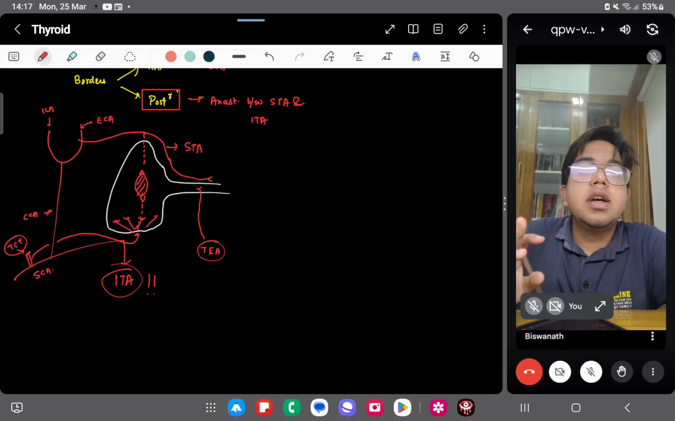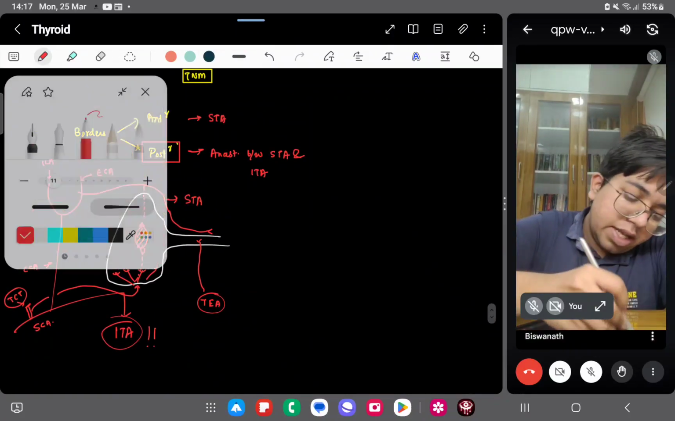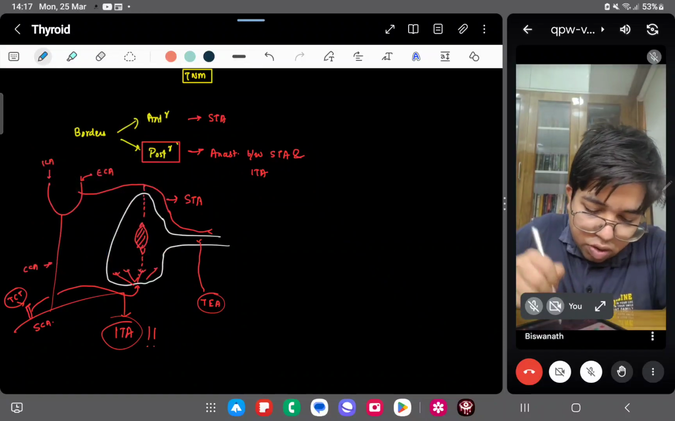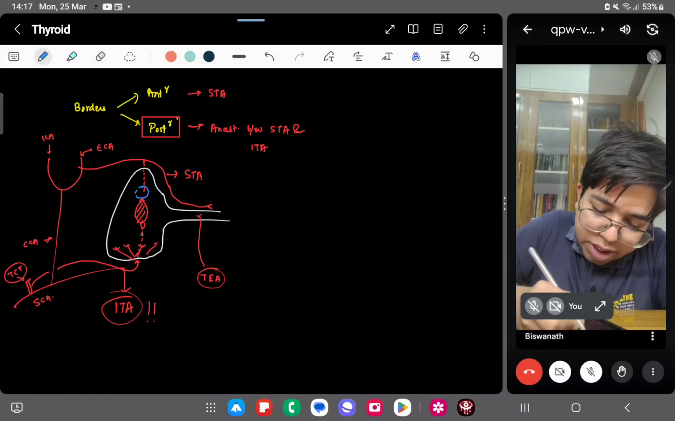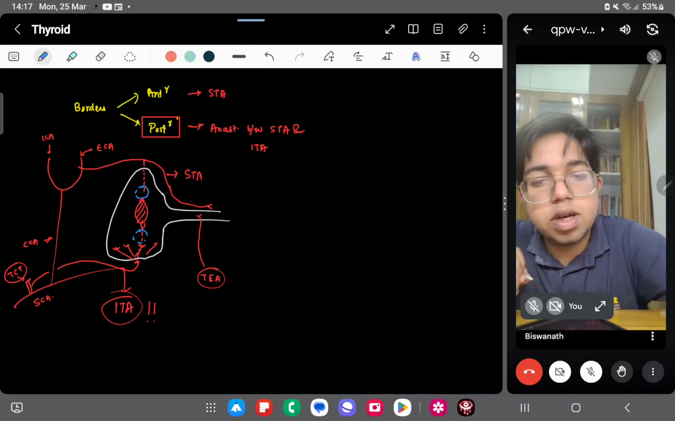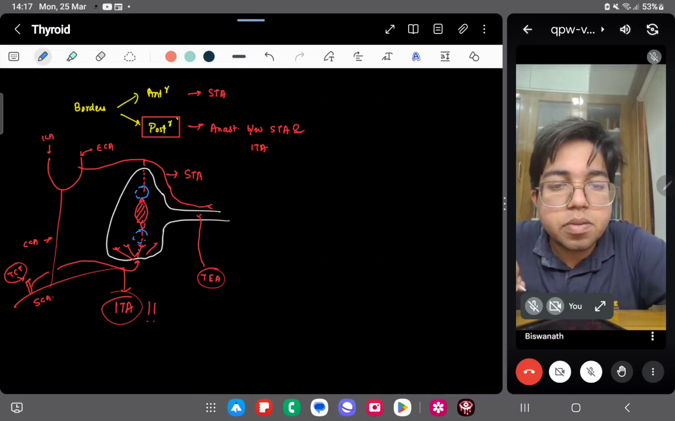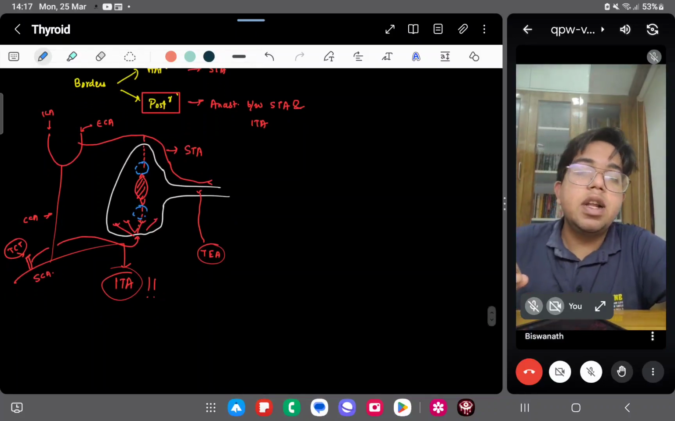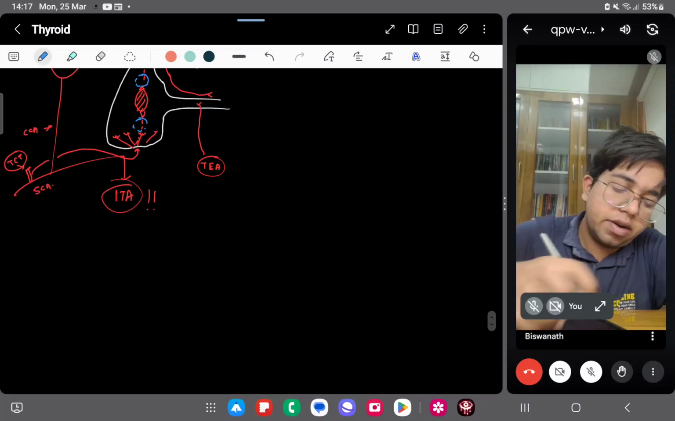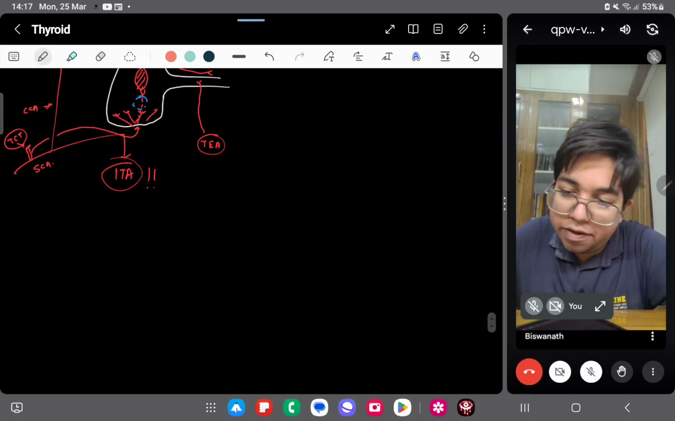Then, if this is clear, another thing: do you know about your parathyroid gland as well? The parathyroid gland is present posterior to the thyroid gland like this. Done. So this is all about your arterial supply. We'll go to the venous drainage of the thyroid gland. Let's talk about the venous drainage.